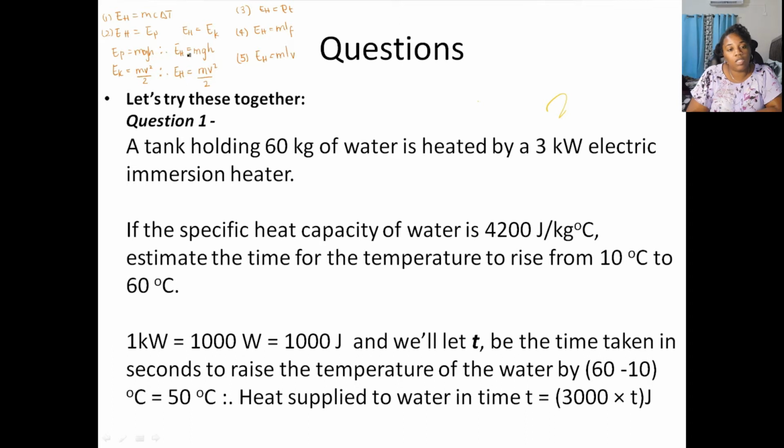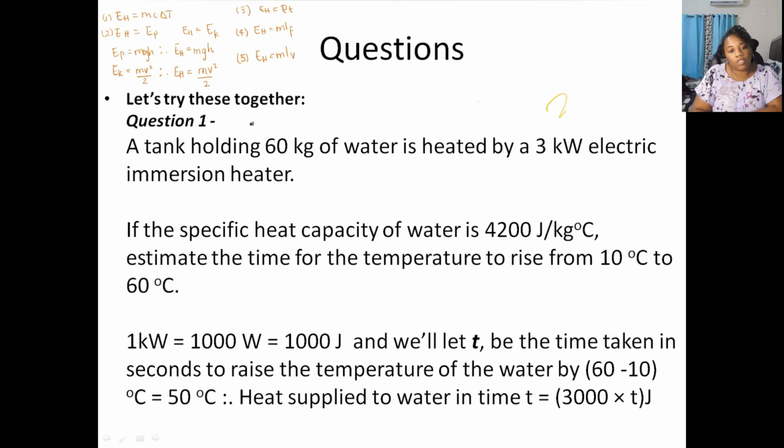That is the relationship. So with potential energy, we know that potential energy is equal to mgh. So therefore, EH will be equal to mgh at some point. And remember that kinetic energy is equal to mass times the square of velocity divided by 2. So EH would also be equal to mass times velocity squared over 2. EH is also equal to power times time. EH is also equal to mass times latent heat of fusion, and EH is also equal to mass times latent heat of vaporization.